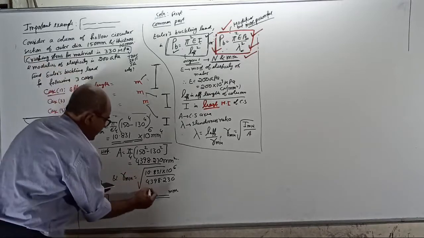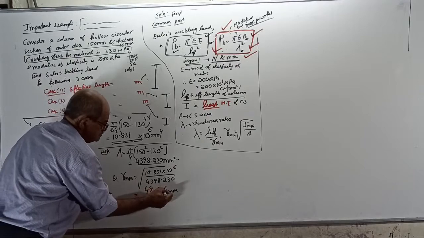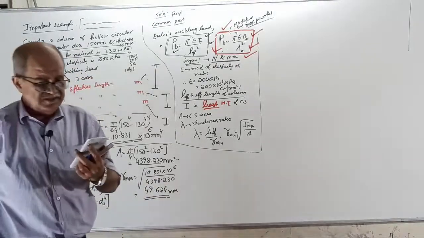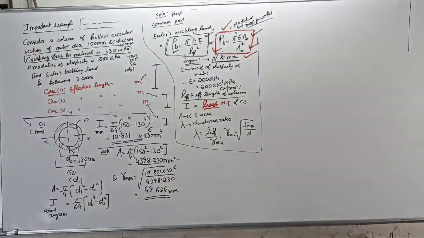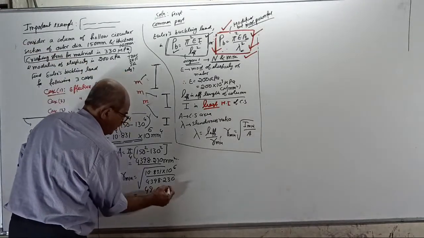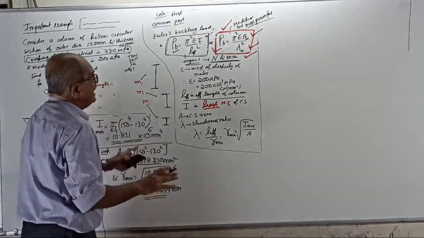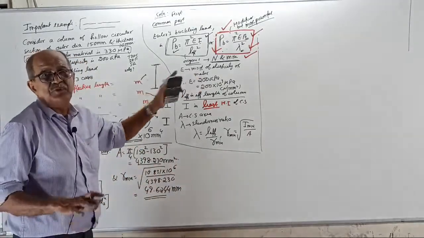Is it 49.624? Correct? 49.624, or to be more accurate, 49.6244 millimeter. Therefore, lambda you can't calculate. Why? Because L effective is pending.